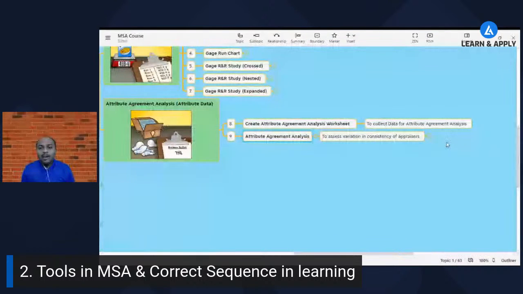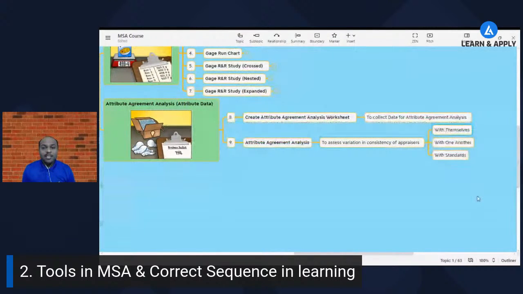Now, what are the things that we are going to study here? There are three things. We are going to understand the variation in consistency of the operators within themselves, because we are going to check the part a number of times. So the first time the appraiser is saying the part is good, but whether the second time the same operator is saying the same part is good or bad, that we are going to check. So we are going to check the agreement within operators, within appraisers, the agreement between appraisers, and the agreement of appraisers with respect to the standard. All these we are going to study here.